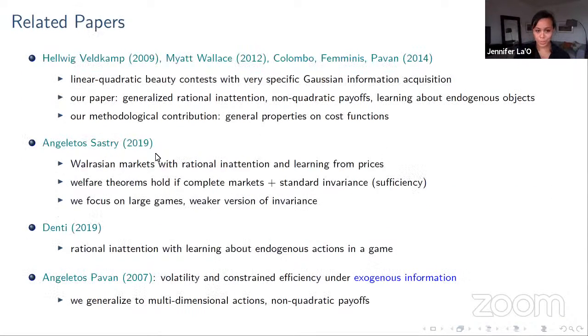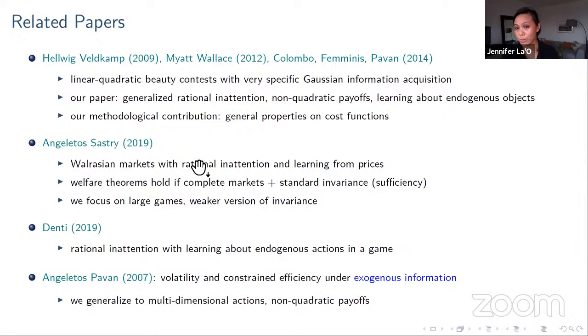Okay, I don't want to spend that much time on the related literature because I don't have much time in this presentation, but I would say the closest work to ours are these linear quadratic beauty contest papers with very specific Gaussian information acquisition. Our contribution here is to have a very generalized rational inattention and be able to define these properties of cost functions, which nests all these other papers, and be able to say in what case you get what. There's also this very recent paper by Angeletos and Sastry, which thinks about Walrasian markets.